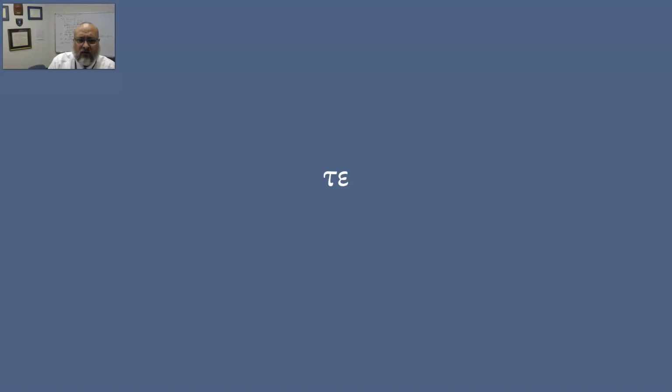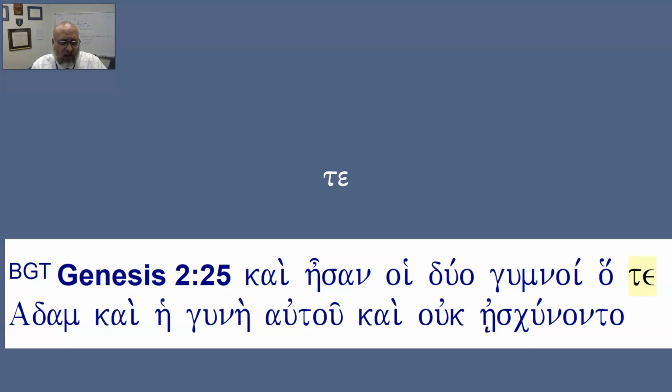Second word is the word te, and if you're familiar with Latin, te functions the exact same way that que functions in Latin. It's a post-positive word. Here's an example from the Septuagint. It says, and the two of them were naked. This is Adam and Eve. The two of them were naked, both the Adam and his wife.